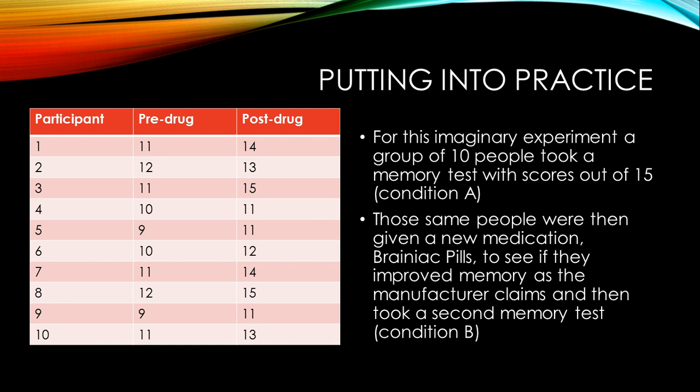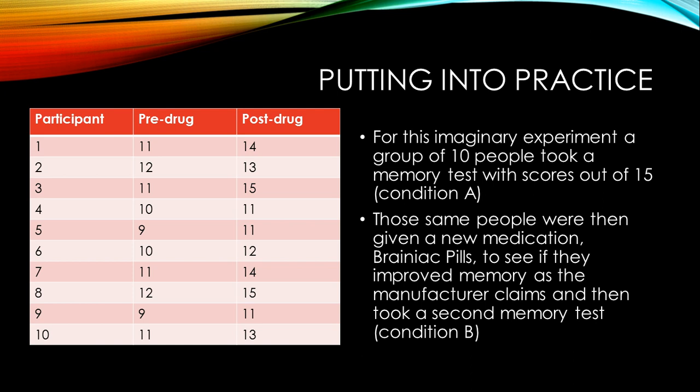So you've got a group of people, you give them a memory test, you work out how good their memory is. That is the pre-drug condition. So 10 participants, and the middle column, the pre-drug condition, shows how well they did on a memory test, trying to memorize up to 15 different things. So the highest score they could have would be 15, the lowest score would be 0.